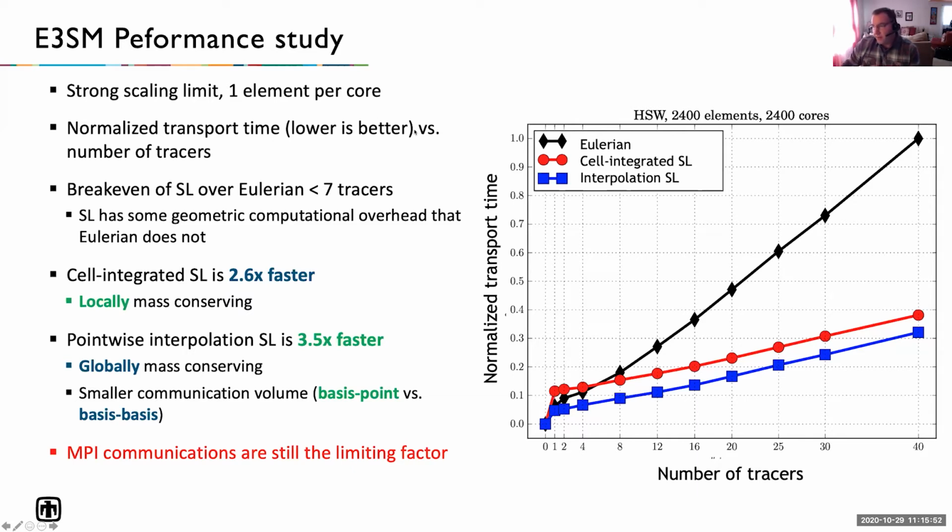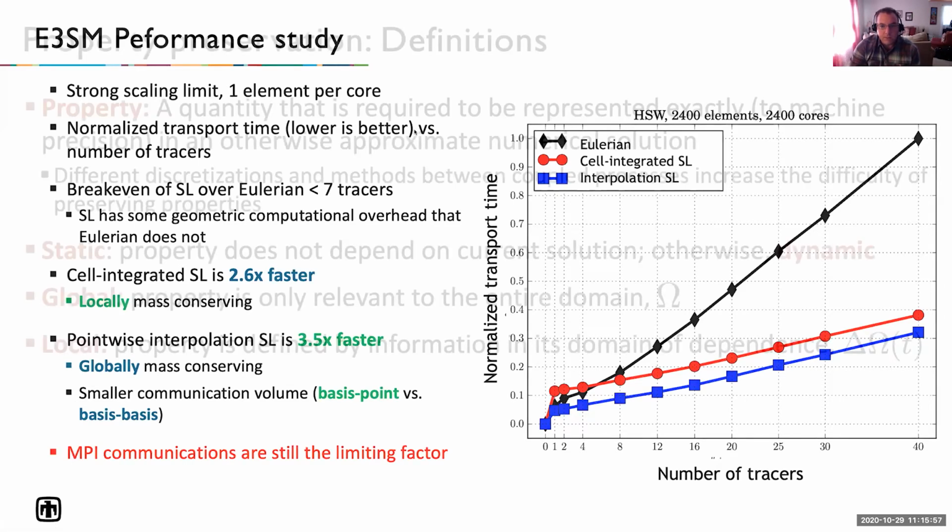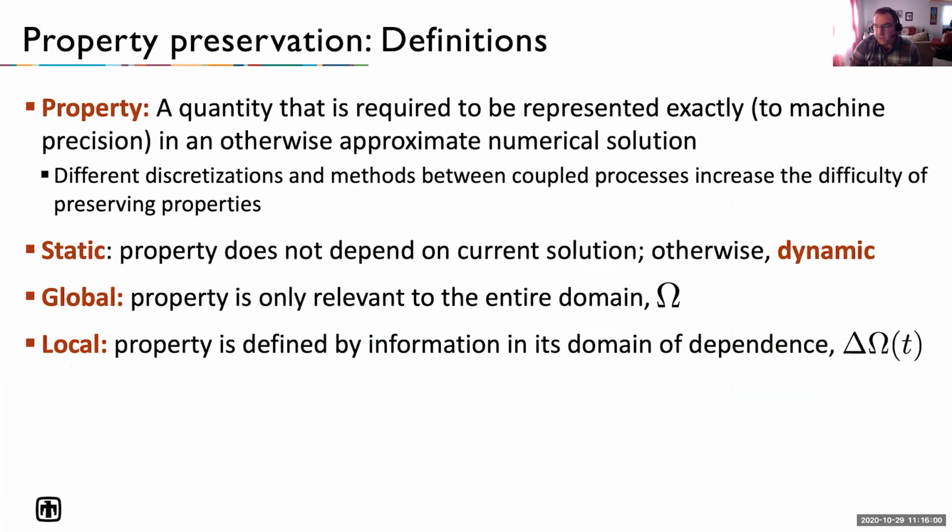So before we talk about that, I want to make sure that I tell you how we do mass conservation and shape preservation, because it doesn't matter how fast you are if you can't have physically realistic solutions and you can't do mass conservation, your work's kind of irrelevant to the climate people. So we do that by what we call property preservation, where we define a property as any general quantity that is required to be represented exactly, at least as far as you can get to exact in finite precision, in an otherwise approximate numerical solution. So the total mass integral of each tracer is an example of a property. So is its upper bound and lower bound.